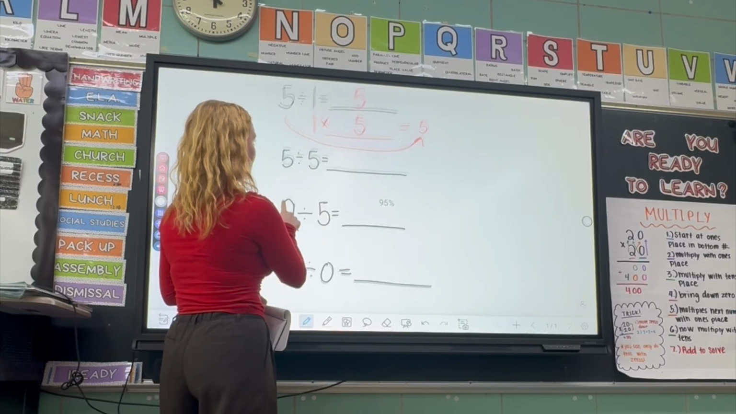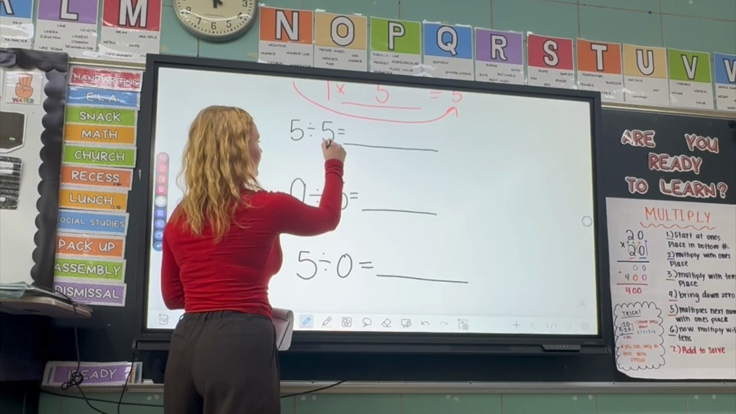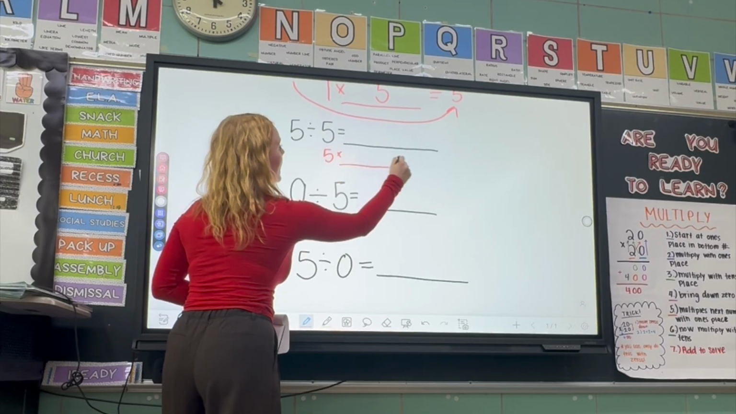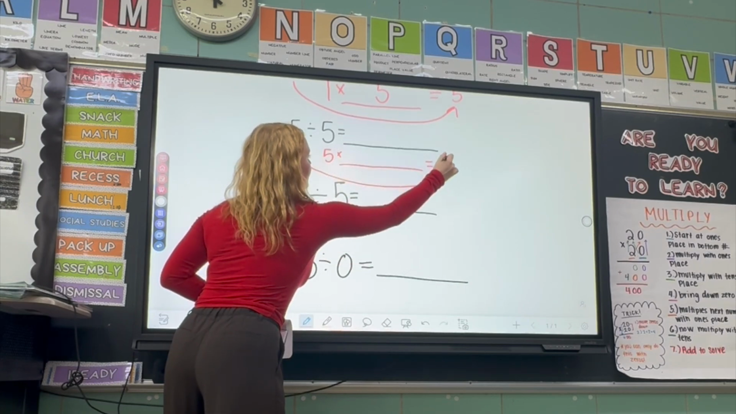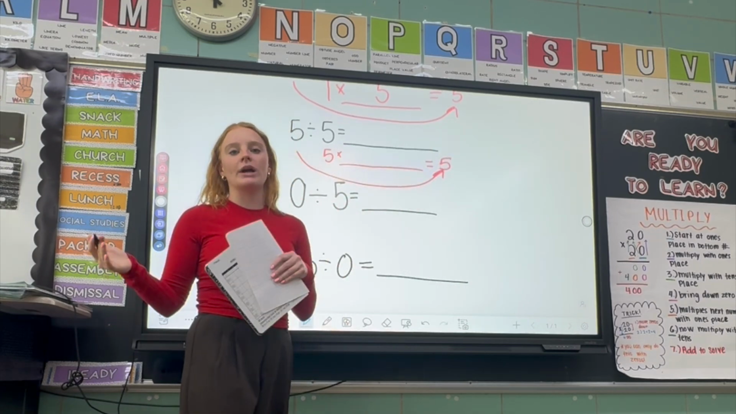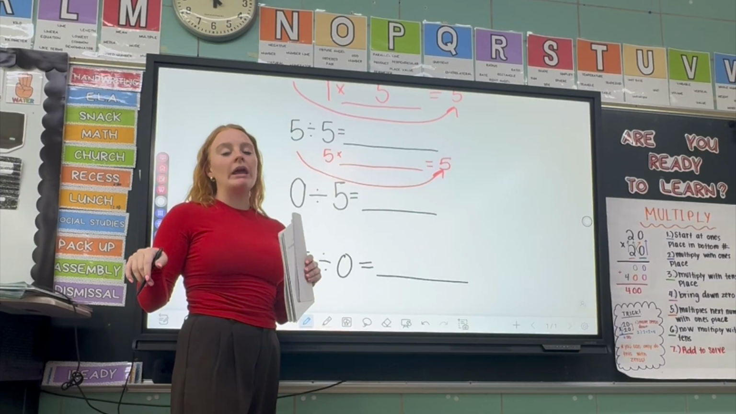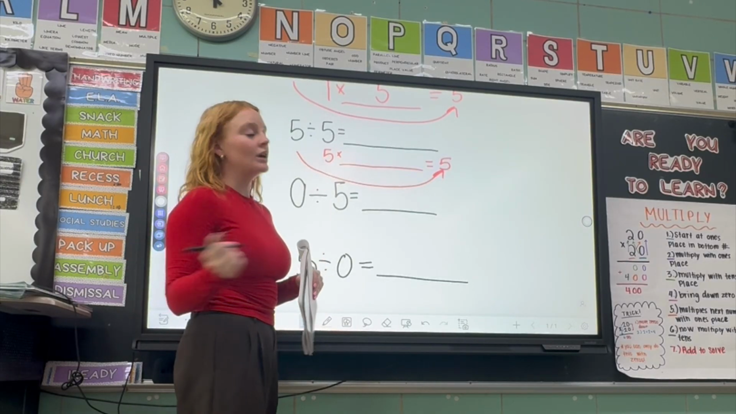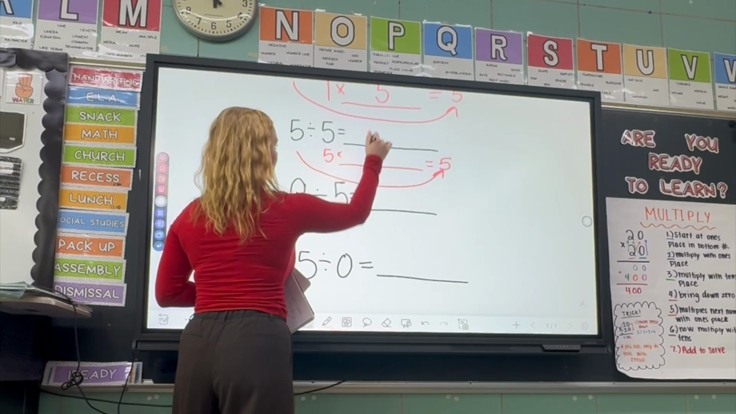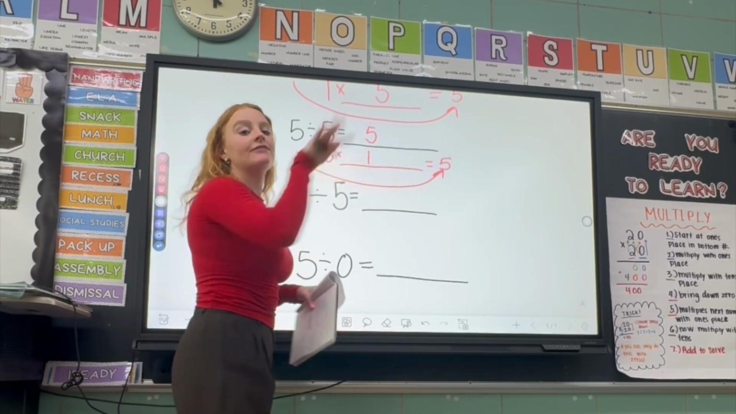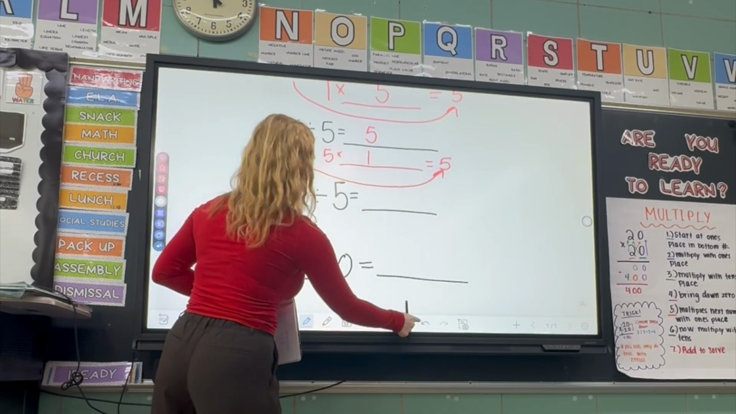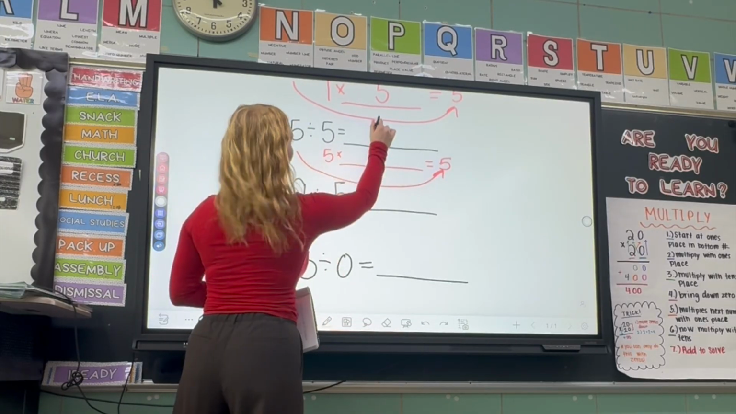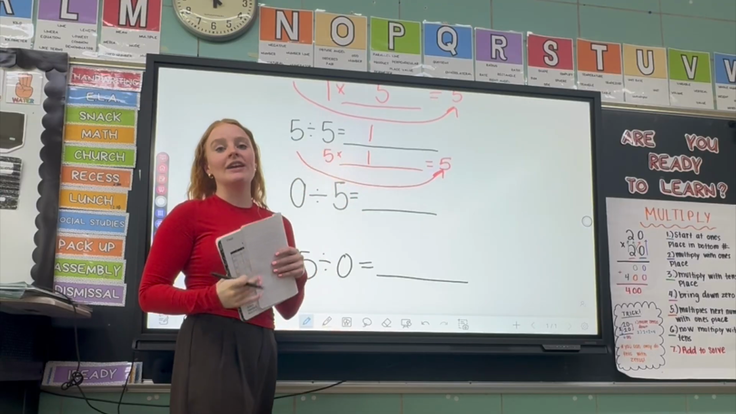Okay, let's do it again. I'm going to rewrite it. 5 times what equals, my answer right here, 5. 5 times what equals 5? Think about it. 5 times 1 equals 5. So I can bring this right up here, and I know because of fact families and inverses that 5 times 1 equals 5. So I know that 5 divided by 5 equals 1.